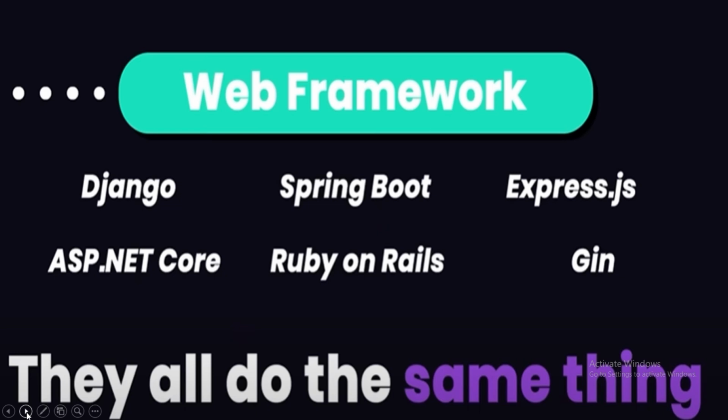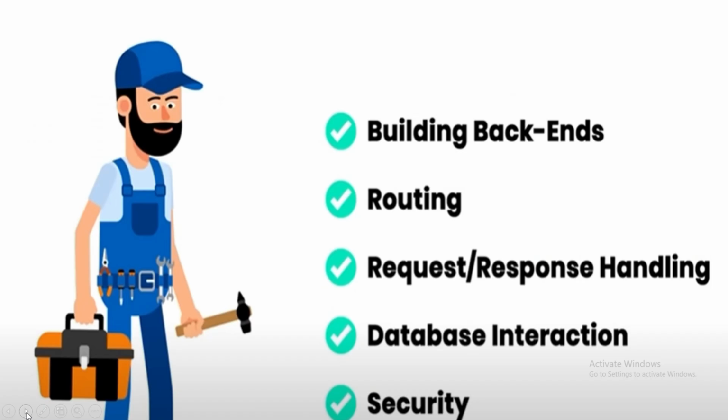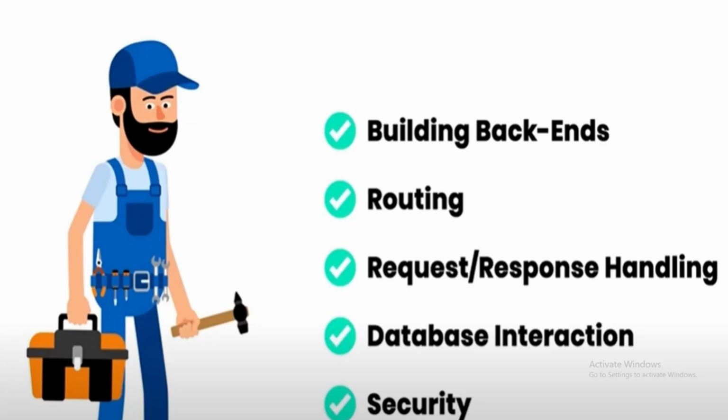use. One thing you don't need to worry about is that these frameworks all do the same thing. There is nothing different that each of them is going to do. No, they all do the same thing. That is what these frameworks do. These frameworks provide us with tools that are used for building backends, routing, request and response handling, database interaction, and security. This is what these frameworks do. They have these tools that are helpful to us.